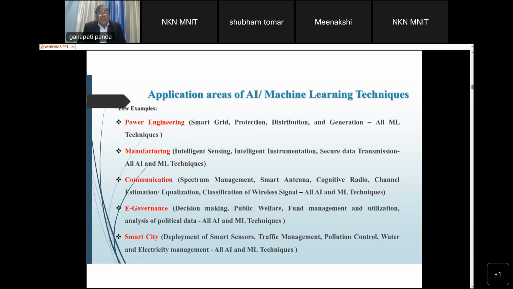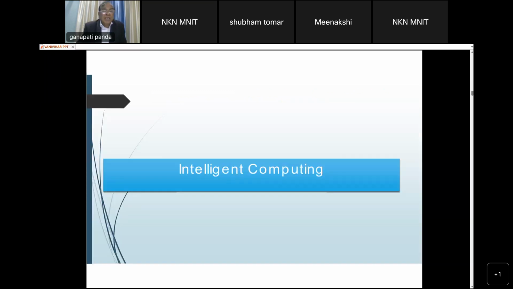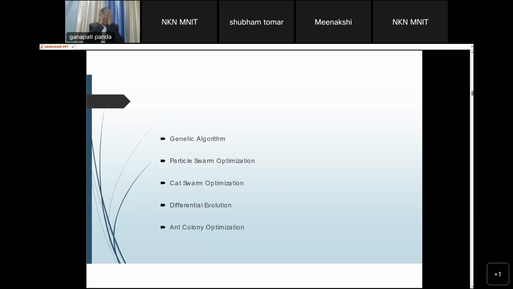E-governance, for decision making, public welfare, and so on. For smart city: deployment of smart sensors, traffic management, pollution control, water and electricity management, etc. We use all machine and deep learning techniques. So this I have already told. In intelligent computing, as I said, these techniques are there. But I'm only giving you the information I must have used earlier.